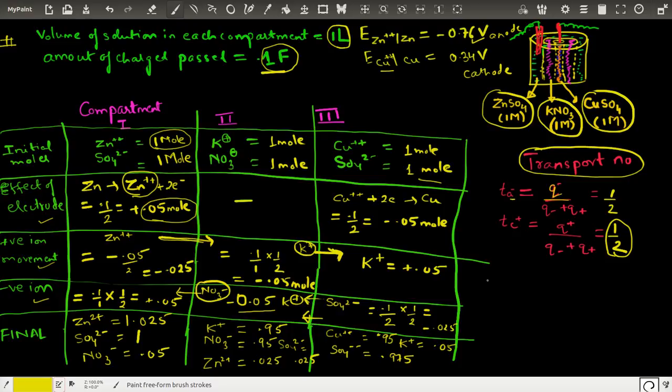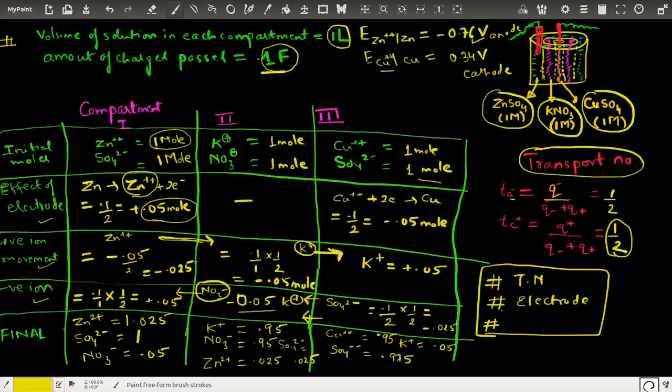So clearly in this video we have highlighted a few concepts. One is the concept of transport number. Second, when we pass a charge through an electrolytic cell, the amount of charge would have an effect on the electrodes. So electrodes would also play a role. And the next thing is the transport number. Even though the ions are being formed, it is only a small fraction which is being transported. So effectively this numerical clearly throws light on all the 3 aspects.